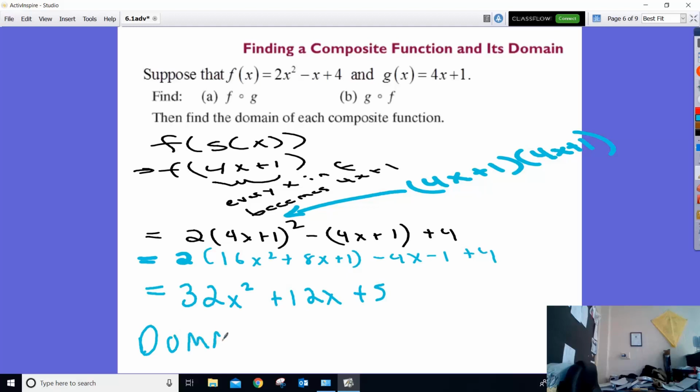Well, now we have to talk about the domain. Let's see here. We probably need to have a better definition. Actually, what do you guys know about domain? Can you give me a definition of domain? Nobody can give me a definition of domain? Nobody?